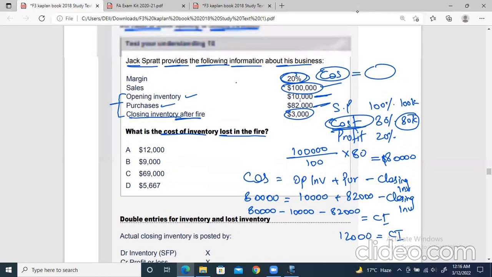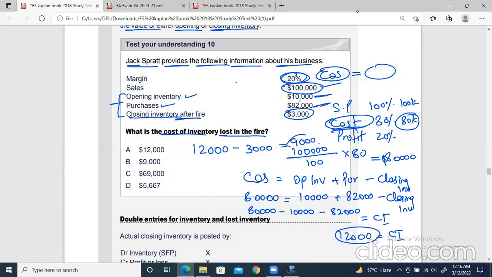Now you can see the closing inventory after the fire is 3,000, right? That means when the fire erupted and ended, the closing inventory after the fire was 3,000. So in between this 12,000 and 3,000, the goods were lost. How do we calculate the goods lost? 12,000, the normal closing inventory, minus the one after the fire. This gives us 9,000. So this is the correct figure which was lost in the fire, option B, $9,000.